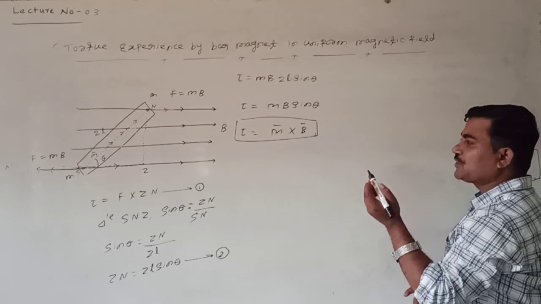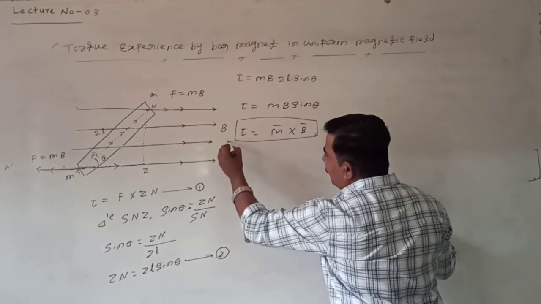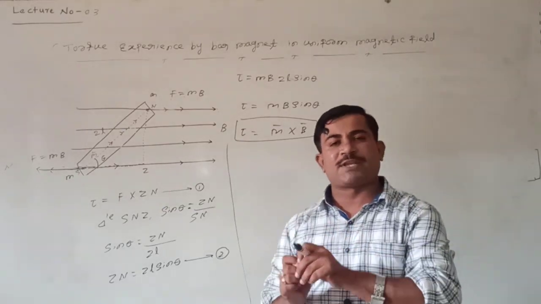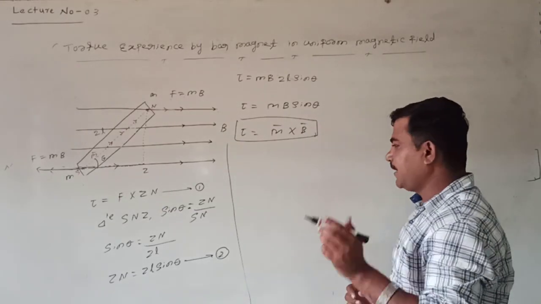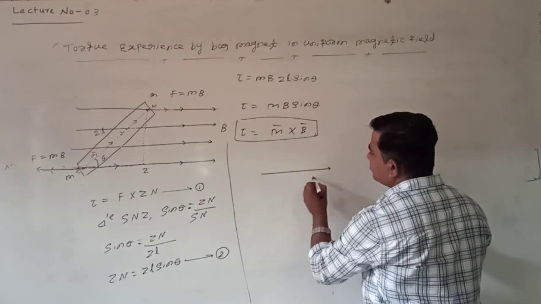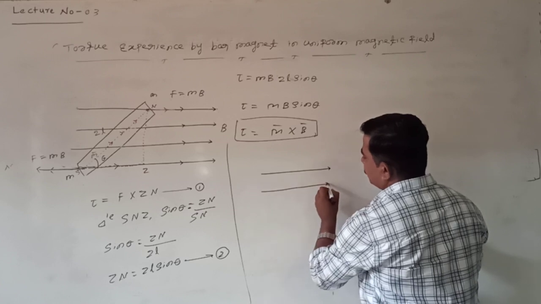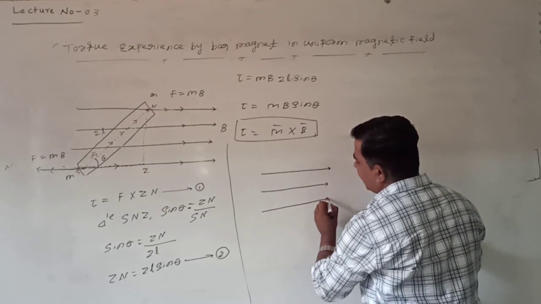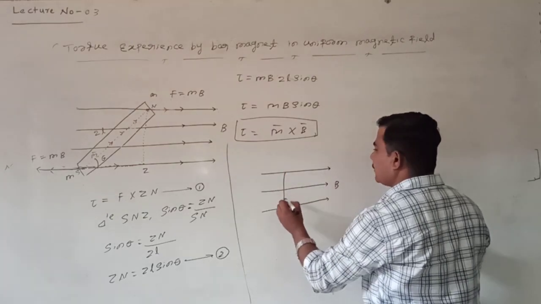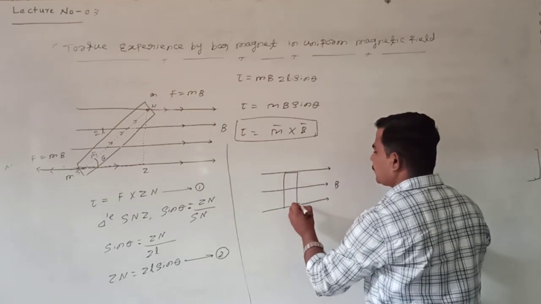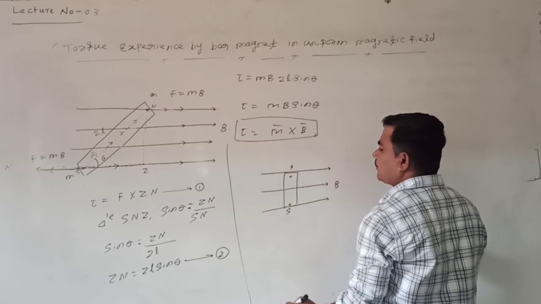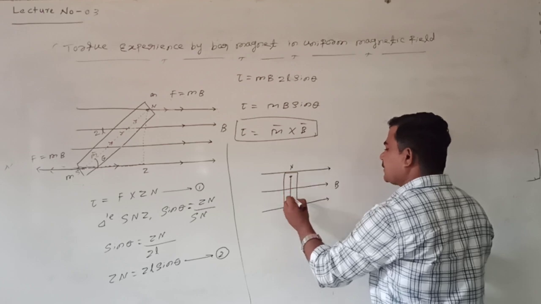Now I will take a situation like this. In what cases does the bar magnet experience maximum torque? Let us see that. Initially, I can take this as a uniform magnetic field. In this uniform magnetic field, I want to place the bar magnet like this. I can call this the south pole and this the north pole. This is the distance between the north pole and south pole.